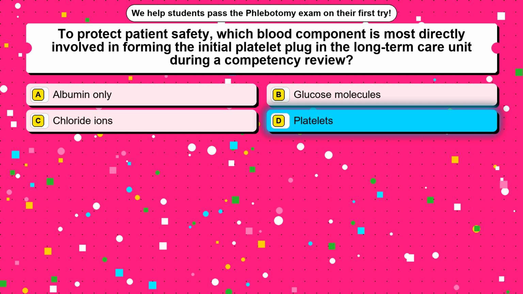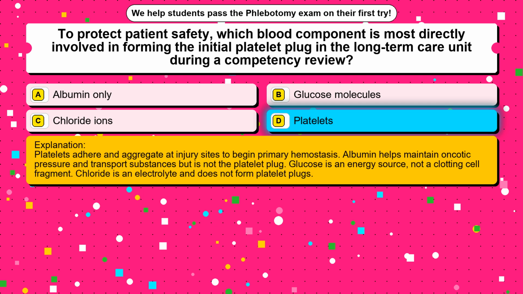The correct answer is option D. Platelets. Platelets adhere and aggregate at injury sites to begin primary hemostasis. Albumin helps maintain oncotic pressure and transport substances but is not the platelet plug. Glucose is an energy source, not a clotting cell fragment. Chloride is an electrolyte and does not form platelet plugs.